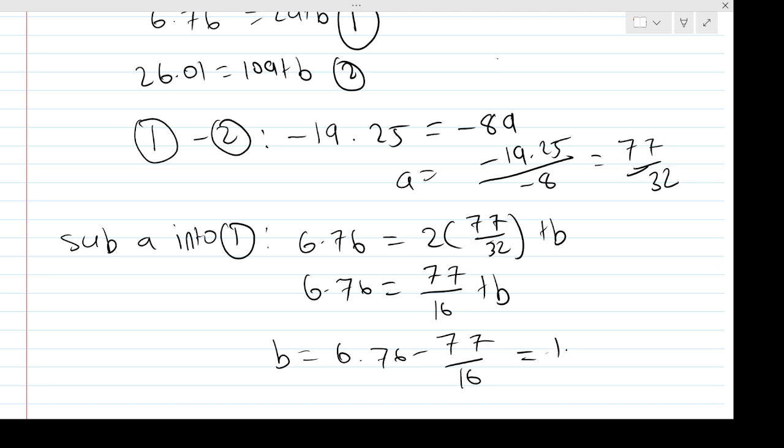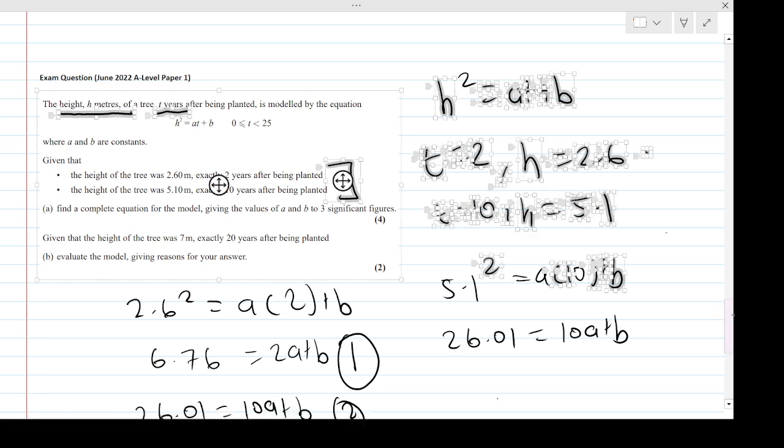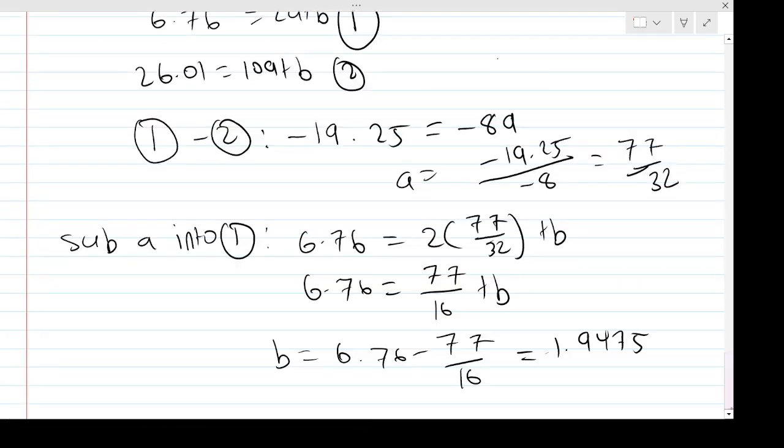this number here, 1.9475. Okay, so that's the value of b. But then it says to give the two values to three significant figures, so not as a fraction, it wants us to round it instead. Well, to three significant figures of 1.94, that's the third significant figure. Then the 7 tells me I need to round up to a 5, so 1.95 meters to three sig figs.